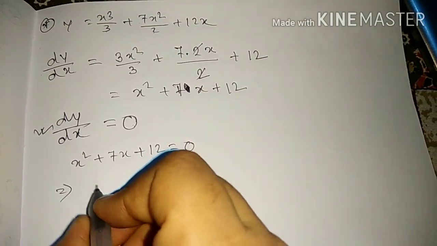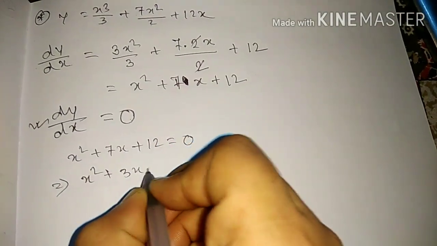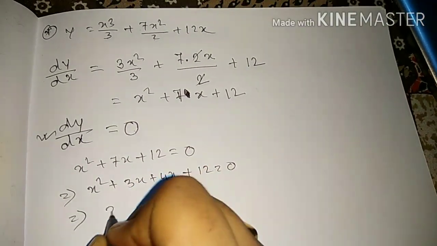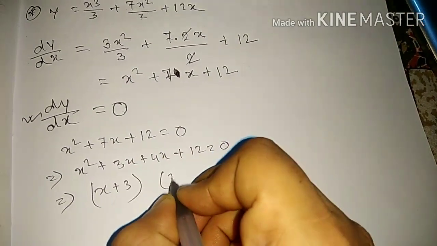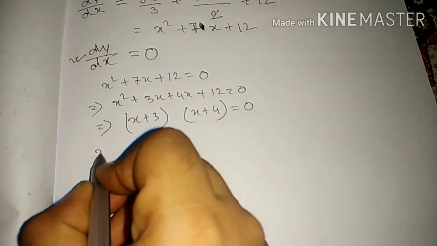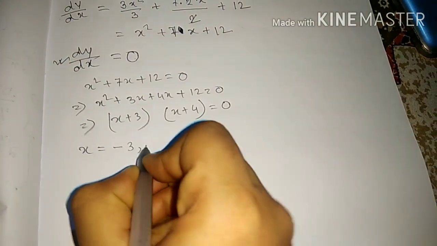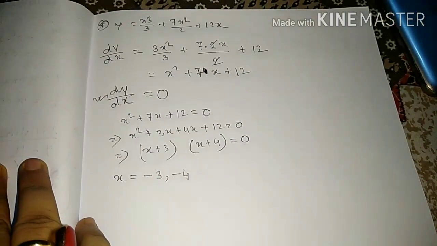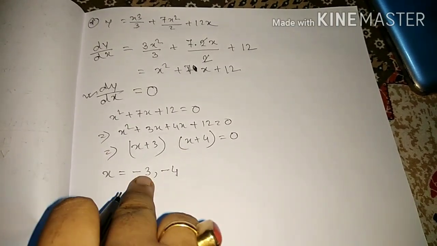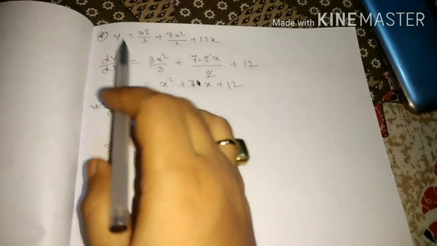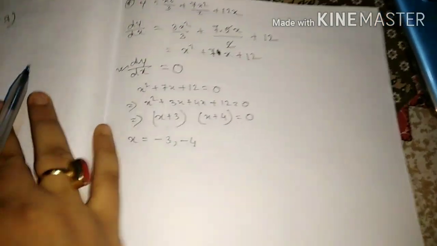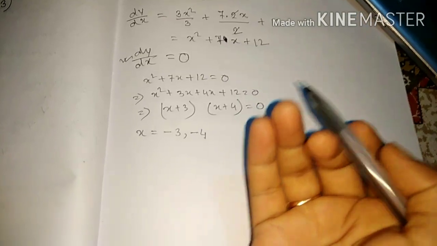After solving this, x square plus 3x plus 4x plus 12 equals 0. So we get x plus 3 into x plus 4 equals 0. From here we can say that x is either minus 3 or minus 4. So there are two values. For x equals minus 3 or minus 4, we get the maximum or minimum value of y. So at which value of x do we get the maximum value of y, and at which the minimum value of y?